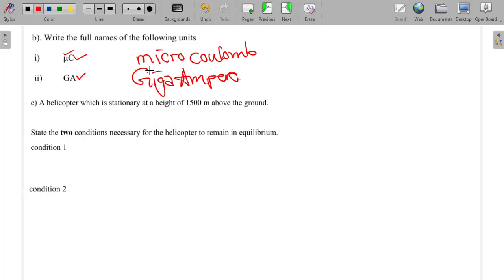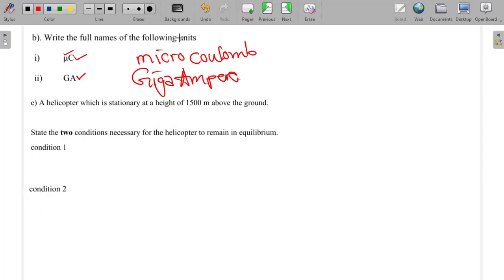So these are the phonemes of these particular units that we've been given in this particular case. And the next question is saying a helicopter is stationary at a height of 1,500 meters above the ground.